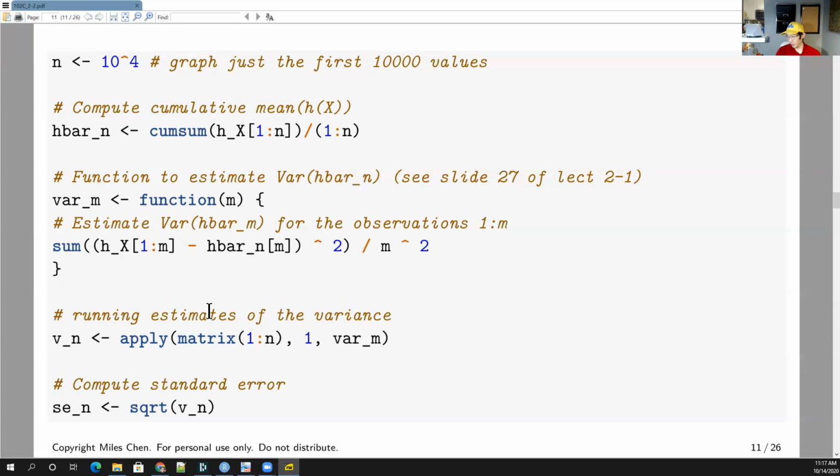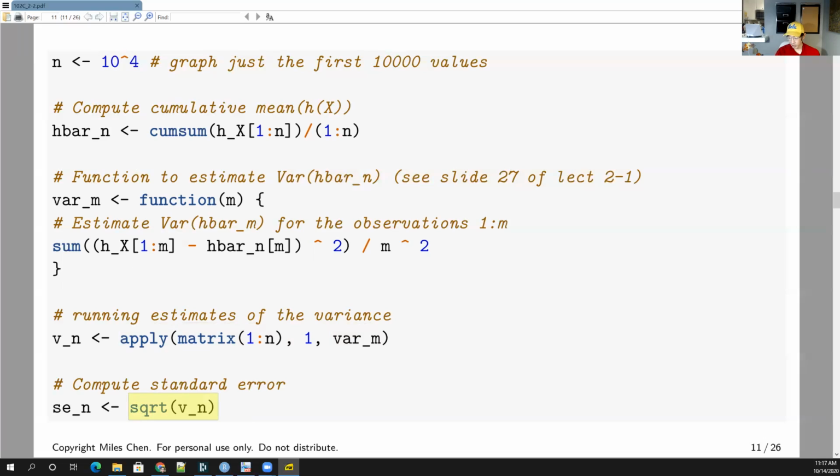Okay, and so in order to compute that for all of our things, I'm going to run sapply, and we're going to apply it to the values 1 through 10,000, and we're going to apply this function variance_m. Okay, and then that will give me an estimate of the variance. And now I'm going to take the square root of that to get the estimate of the standard error.